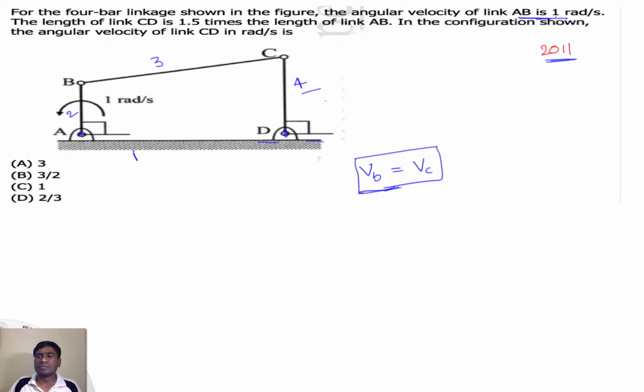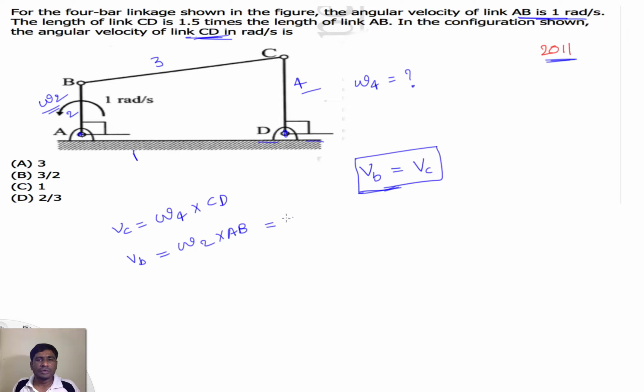Angular velocity of AB is given, so that means omega 2 is given, and it asks for the angular velocity of the link CD. So what is omega 4? Again we know VB equals VC, but what is VC? That is omega 4 into CD. But what is VC? Again that's VB. So VB equals omega 2 into AB.